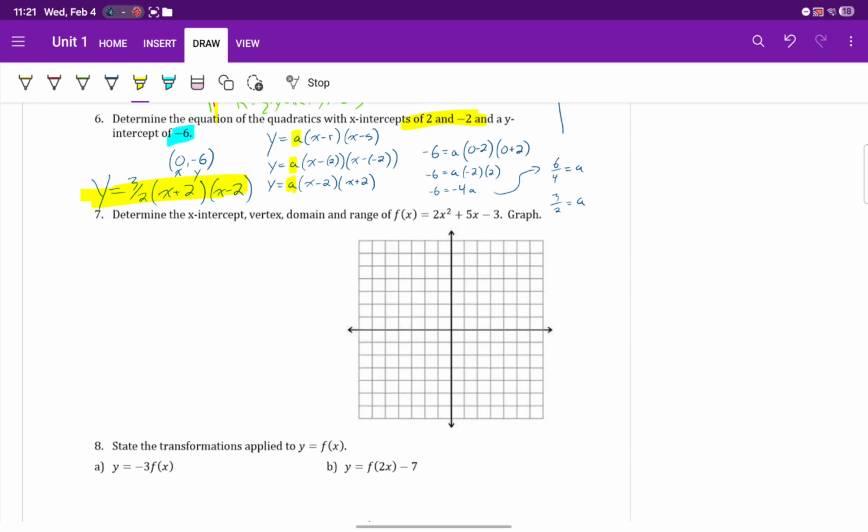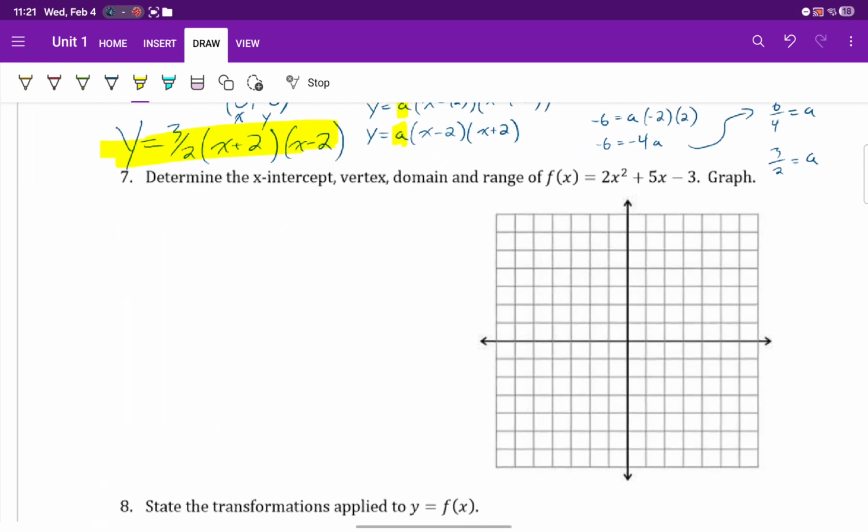Determine the vertex. Determine the x-intercept. Determine the domain and range of the following function. Okay. So what we want to do here, this is a great question.